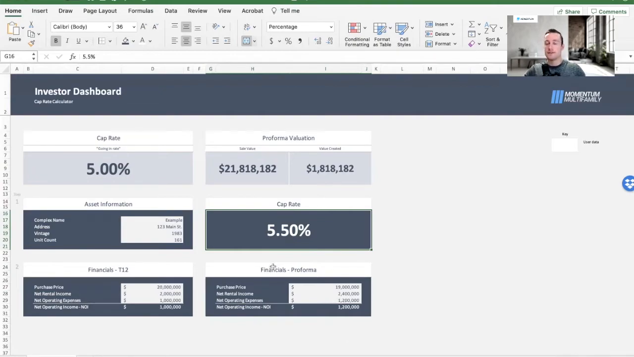So again, this is just a quick tool to calculate a going in cap rate. That's an important factor to know what sort of rate of return you're getting on the front end on an unlevered basis, and also to project your potential future valuation, based on what you think the net rental income and net operating expenses are going to be in the future based on your business plan for the property.